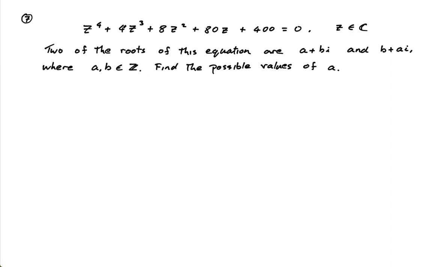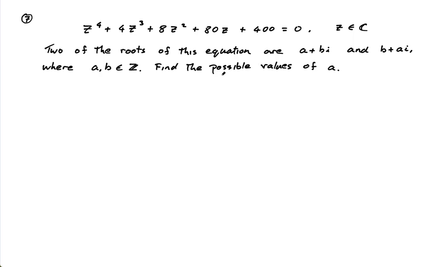Okay, so we have an equation here, and it says two of the roots of this equation are a plus bi and b plus ai. So obviously this is a complex number question, but it's also a roots of an equation question. So let's just have a think. So a and b are integers. Find the possible values of a.